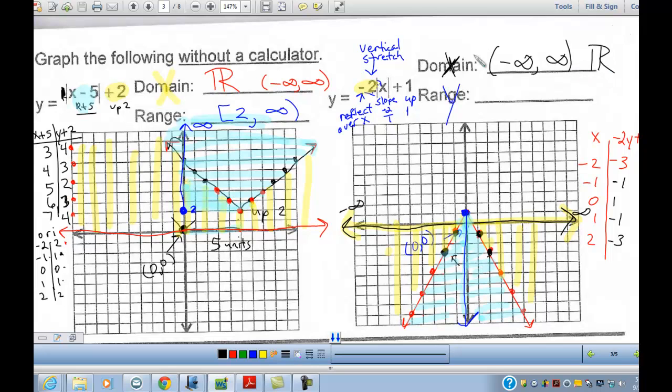I think there's a pattern here. So is this one, and so is the parent. The domain is negative infinity to positive infinity, which is all real numbers. The range has a starting place right here at 1, and we always do least to greatest. This is negative infinity to, the y value here is 1. So negative infinity to positive 1 in brackets.